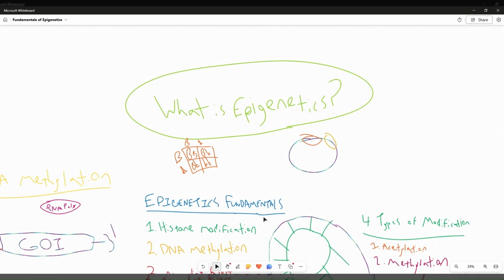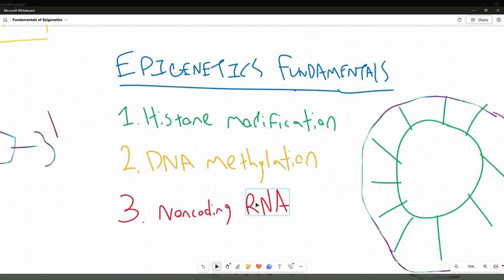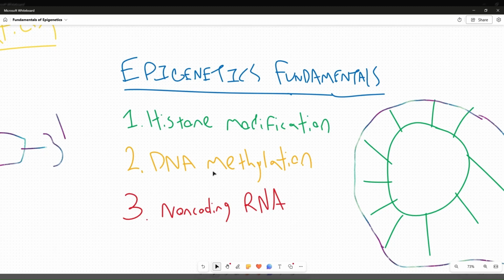Unfortunately, it's going to get more and more complicated. Epigenetics is kind of complicated, but don't worry, we'll get through it together. So there's sort of three big mechanisms of epigenetics: histone modification, DNA methylation, and non-coding RNAs. And we'll just talk briefly, with a very bare bones understanding of all of these.